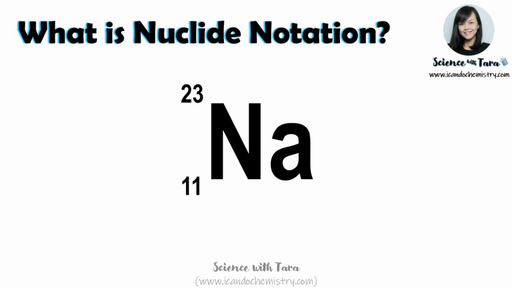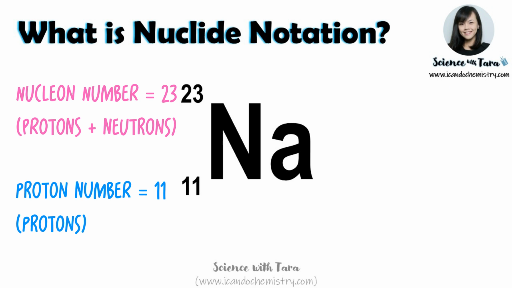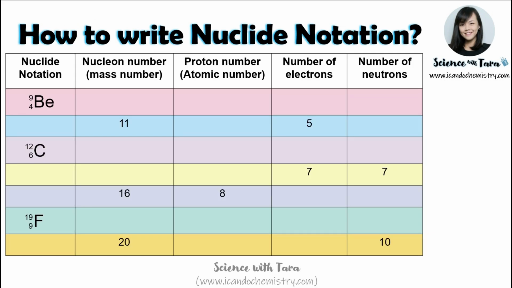Now, let me give you an example. For sodium, the nuclide notation is written as this. This means the atom has nucleon number 23 and 11 protons. The symbol in the middle suggests which element it is. Let's practice using this table. I'll guide you through the first two rows, then you can try the rest.